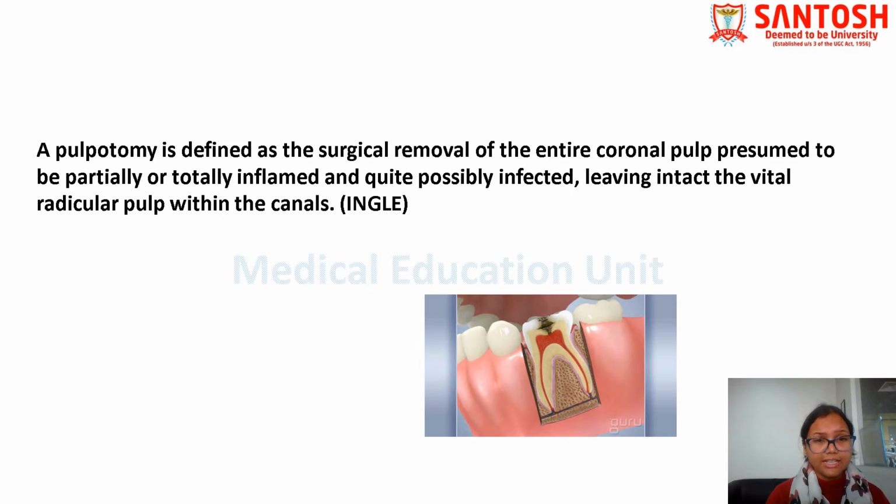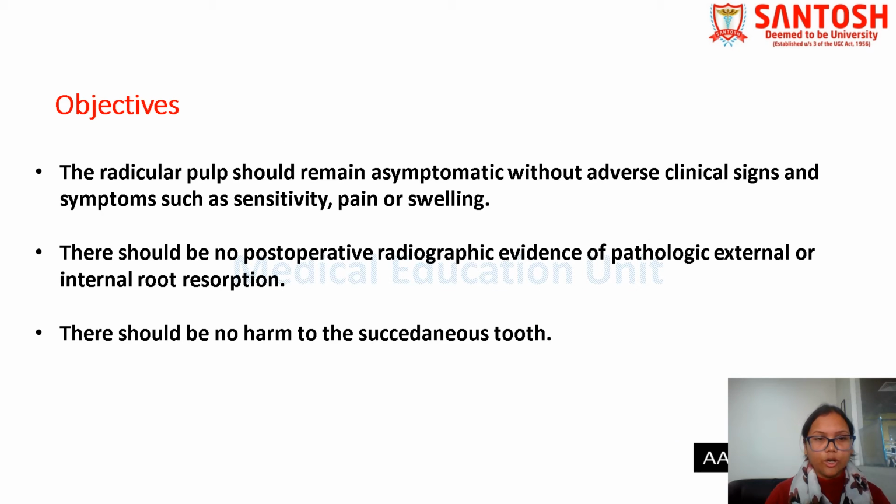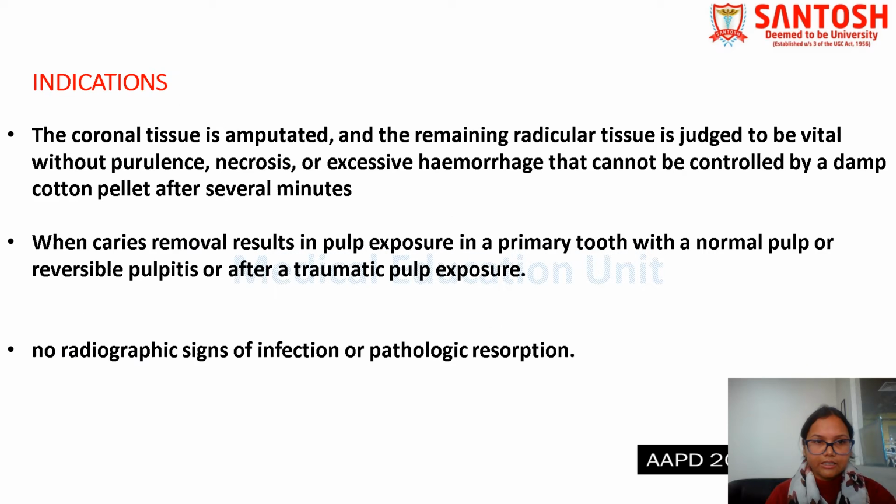It can also be defined as a surgical removal of the entire coronal pulp, presumed to be partially or totally inflamed and quite possibly infected, leaving intact the vital radicular pulp within the canal. So the objectives are: the radicular pulp should remain asymptomatic without adverse clinical signs and symptoms such as sensitivity, pain or swelling. There should be no post-operative radiographic evidence of pathological, external or internal root resorption, and there should be no harm to the succedaneous teeth.